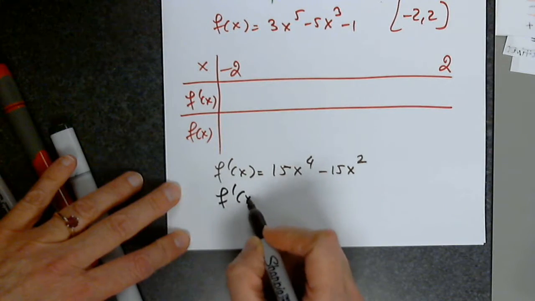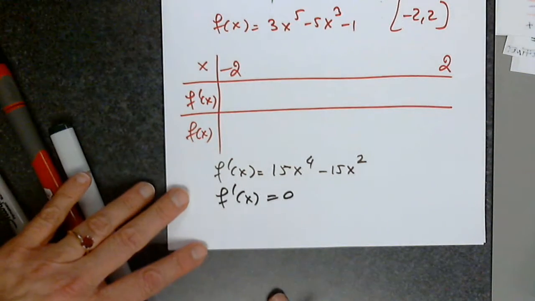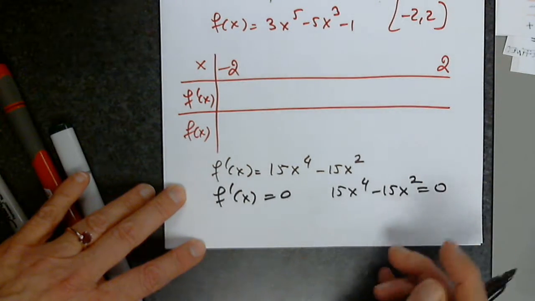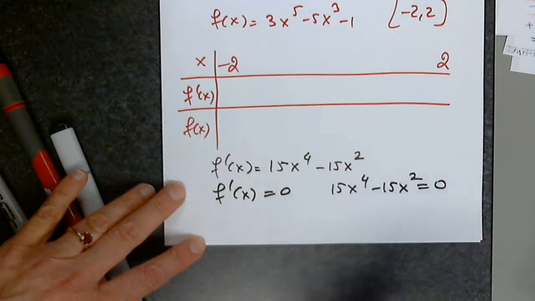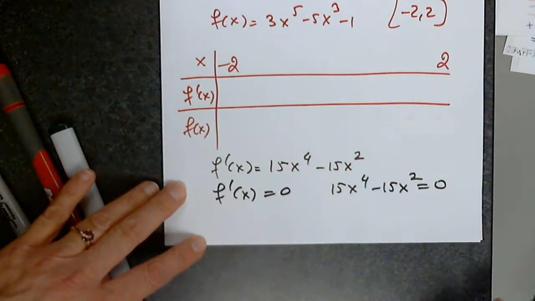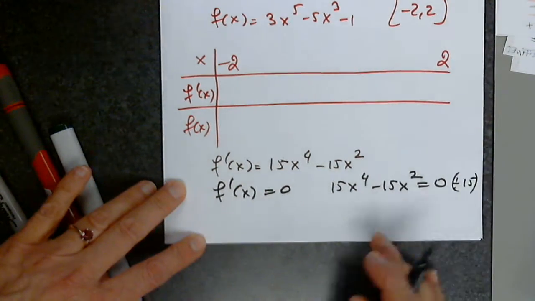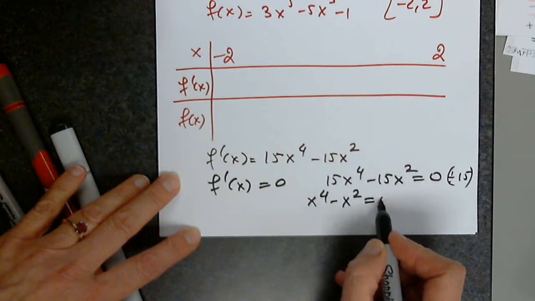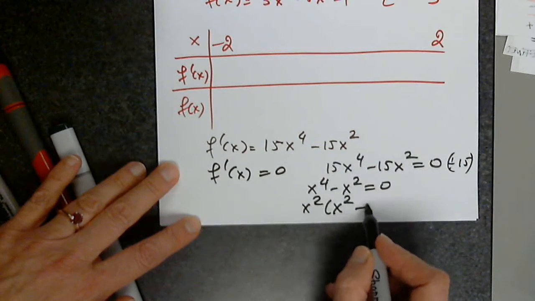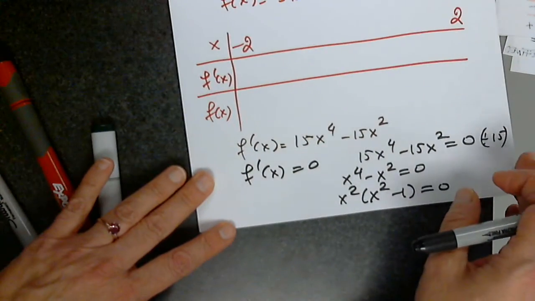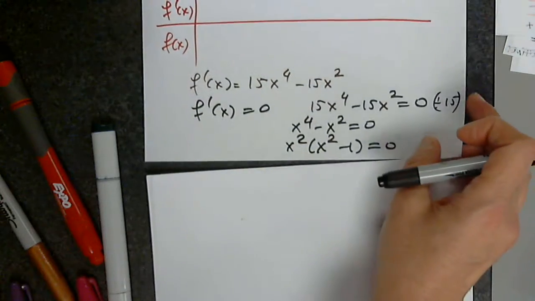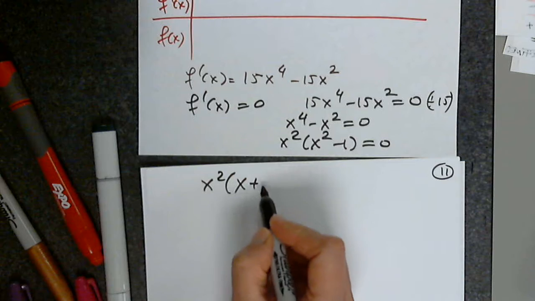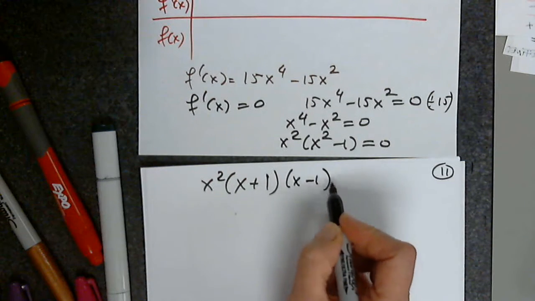So all I have to do is write f prime of x equals 0, which will be 15x to the 4th minus 15x squared equals 0. Factor, simplify. I will never divide by x, but I can divide by 15. Get it out of the way. And factor out x squared, but let me do it in 2 steps. So then x squared times x squared minus 1 equals 0, and then x squared times x minus 1, x plus 1 equals 0.